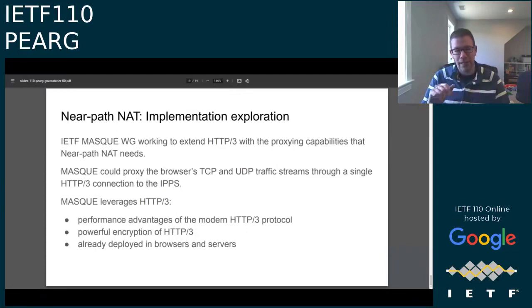Like that diagram showed before, you have an HTTP/3 connection to the IPPS, and then in there are TCP and UDP streams. So it's a pretty good match. It also leverages a lot of HTTP/3's strengths: it's a very modern protocol, so the performance is good, and it's got pretty good encryption. A big thing too is that browsers know how to speak HTTP/3, and a lot of servers do as well, so it's already deployed to some degree. So I think that's the end of my presentation.